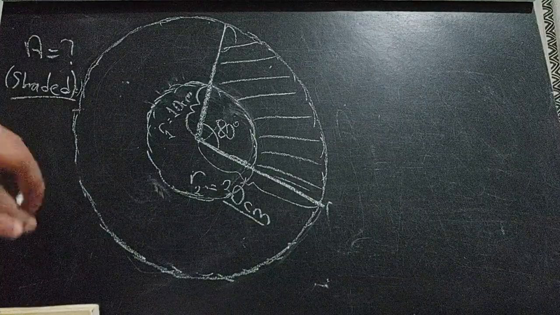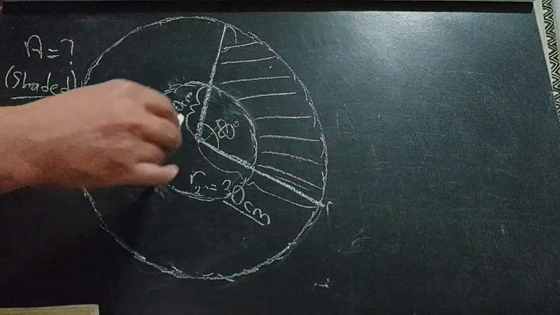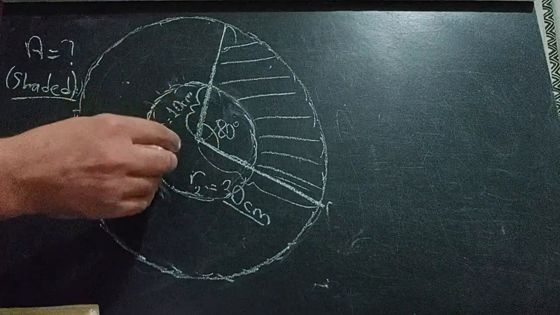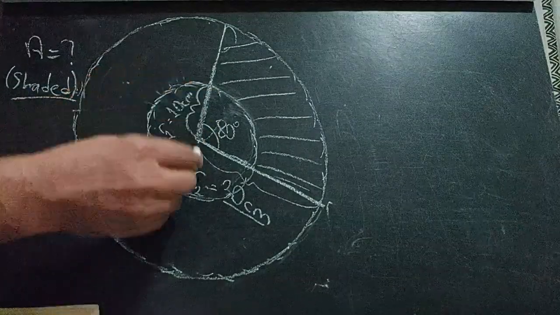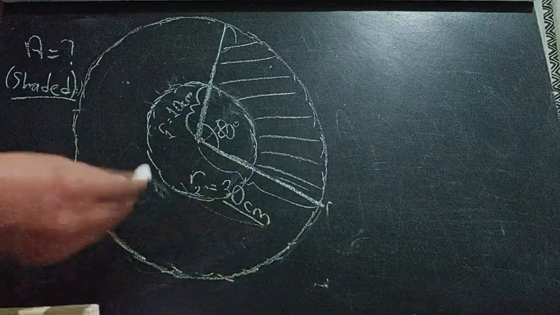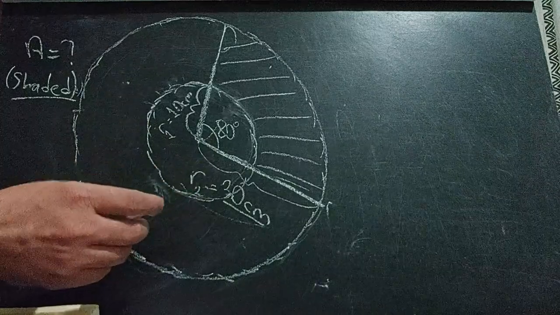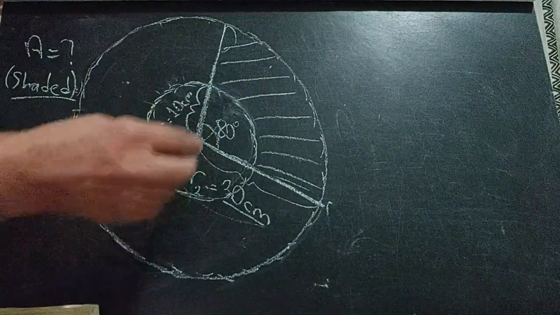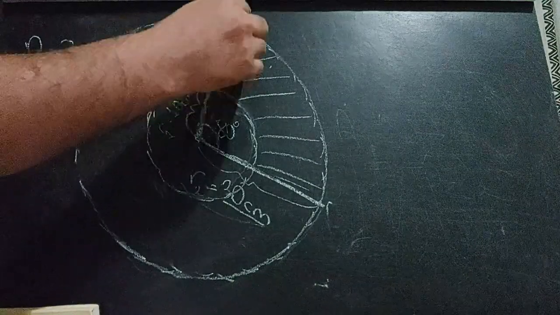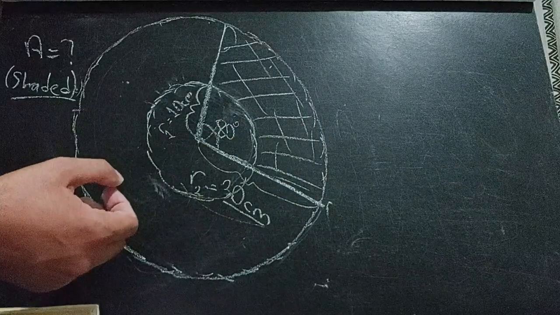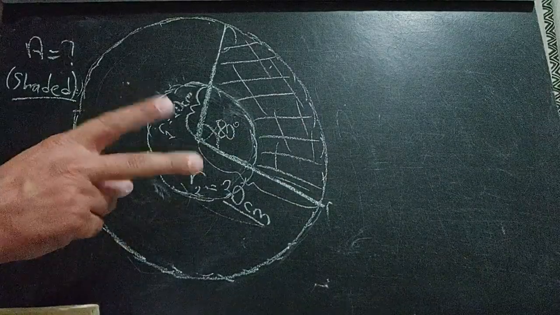So my next question is that the radius of that small circle is 10 centimeters. The big circle is 30 centimeters. Radius 1, radius 2. And this angle is 80 degrees. What is the area of the shaded region? So in this question you can solve by two methods.